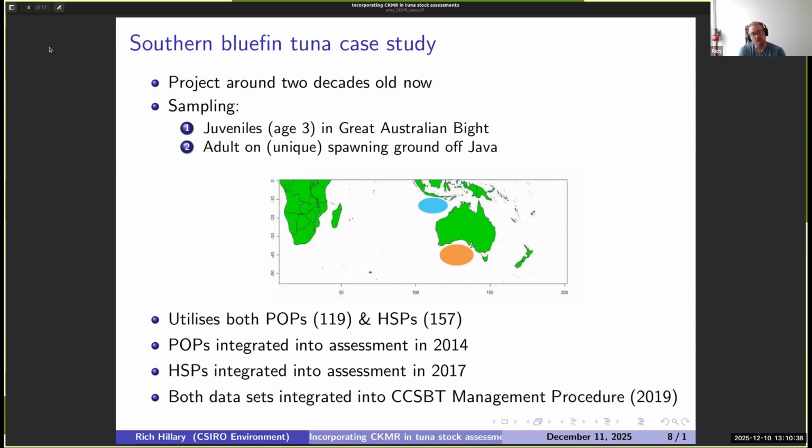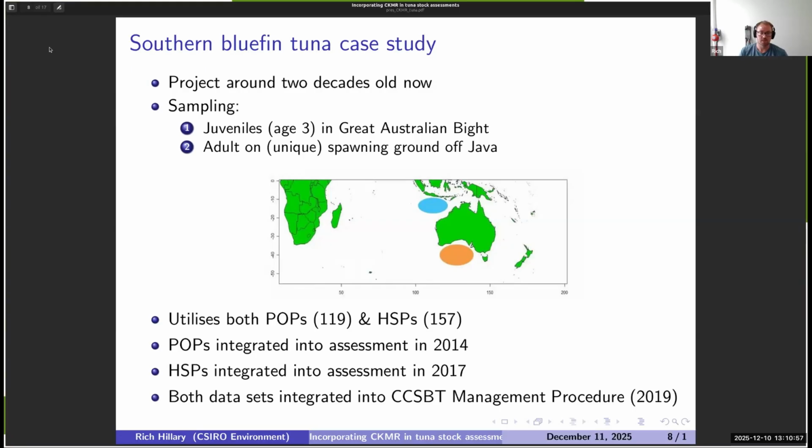So it utilizes both parent-offspring pairs and half-sibling pairs. As of this year, we've got 119 parent-offspring pairs and around 157 cross-cohort, or different birth year, half-sibling pairs. So it's built up into a pretty informative database at this point.